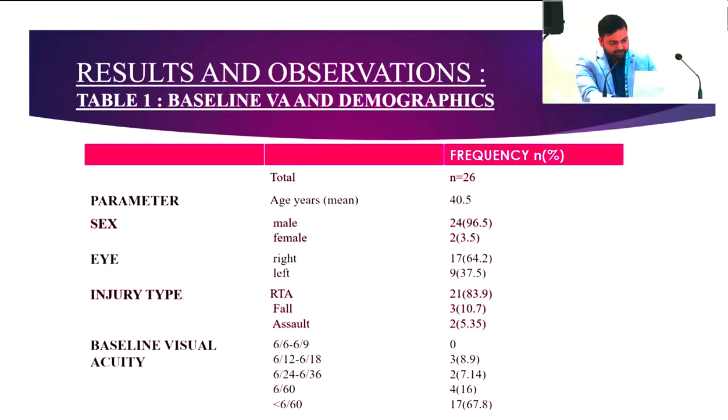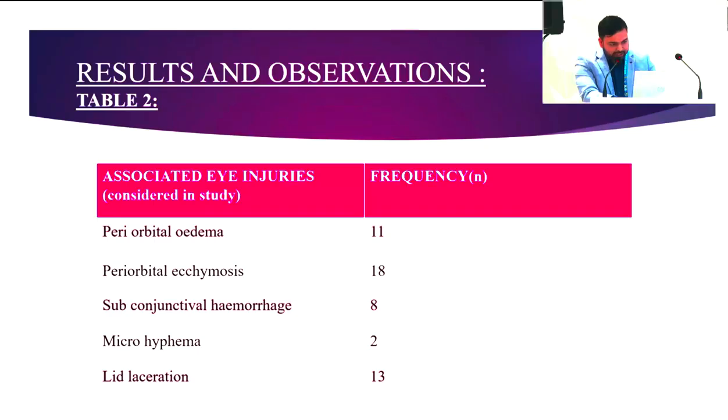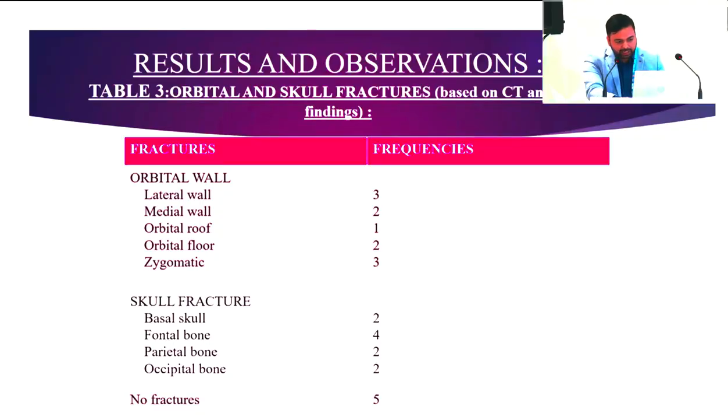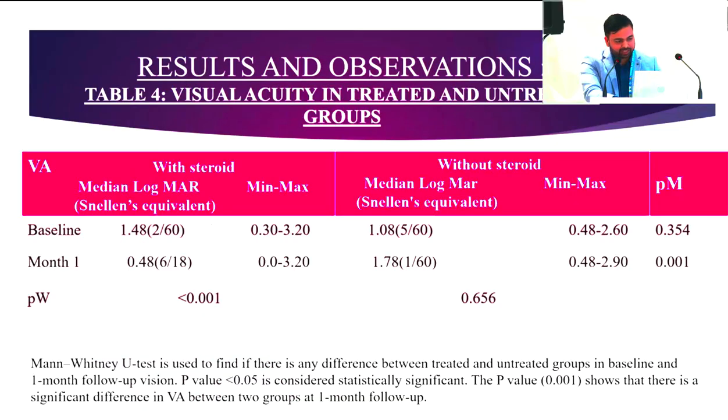Coming to results and observations, the mean age of presentation was around 40 years. There was male predominance, and the right eye was most commonly involved. RTA was the most common cause, around 83%, and baseline visual acuity was less than 6/60 in around 70%. Among associated injuries, the most common were periorbital edema and ecchymosis, and also subconjunctival hemorrhage, lid lacerations, and some microhyphema. Coming to orbital wall fractures, the most common finding was of the lateral wall, zygomatic, followed by medial wall, orbital floor, and orbital roof. In skull fracture, the most common finding was of the frontal bone, followed by basal skull, parietal bone, and occipital bone. No fracture was seen in 5 patients.